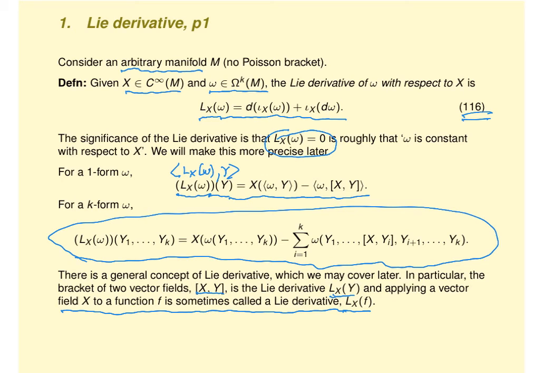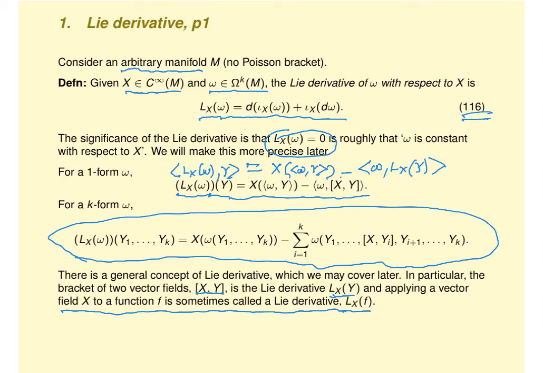So one final comment is that in the light of what I've just said there at the bottom, this formula for the one forms can be written as X. I could write this as a Lie derivative, but I won't. X applied to the smooth function, the pairing of omega with Y, minus the pairing of omega with the Lie derivative of Y with respect to X.